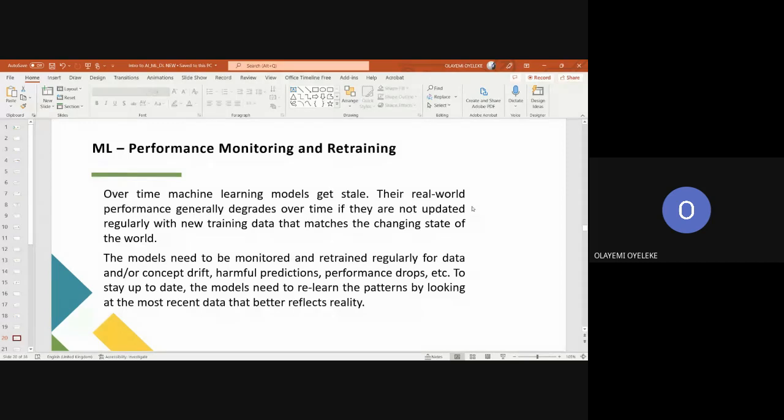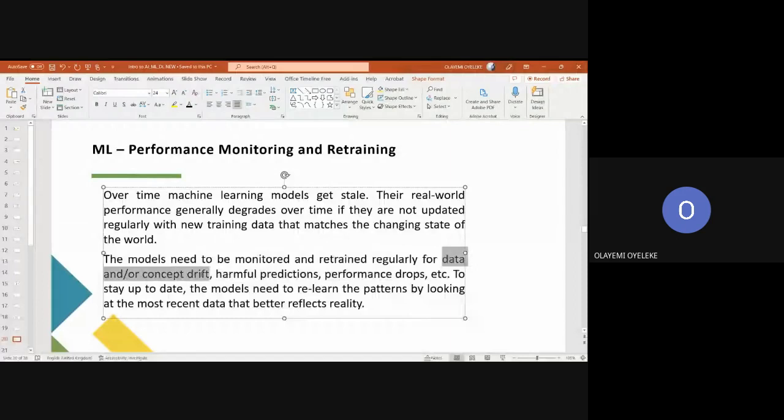So over time, machine learning models get stale. Their real-world performance generally degrades over time if they are not updated regularly with new training data that matches the changing states of the world. The models need to be monitored and retrained regularly for data or concept drifts. So we have what is called data or concept drifts. I'll come back to that.